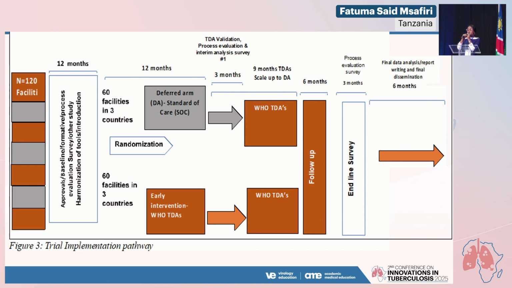Then we are going to run all the facilities for at least 1 year, and after that we are going to do an interim analysis from all the 120 facilities. After 1 year, we are going to scale up the TDAs in the remaining 60 facilities that are using standard of care. Then we are going to do a follow-up of at least 6 months. In the final year, we are going to do a process evaluation, finalize the data, and come up with a report.